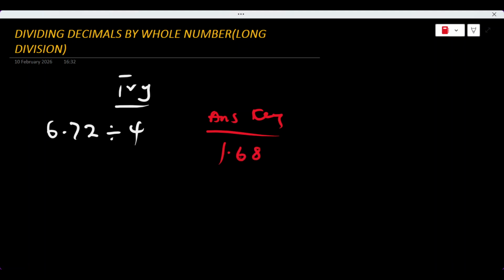So that is it for today. Remember that the first thing to do is to make the decimal whole, and then you set up your long division problem. Then you do your long division. After that, the number of times you move the decimal places, you have to move it back.